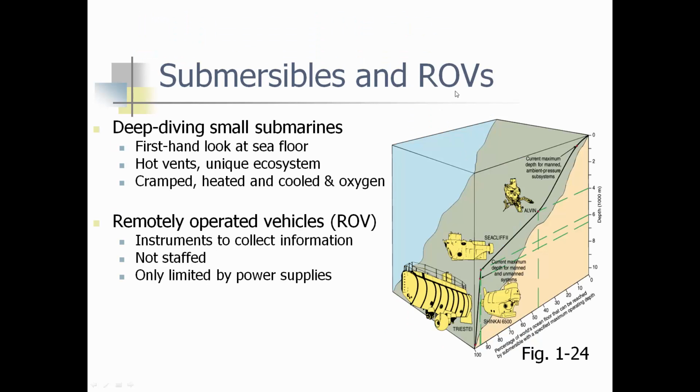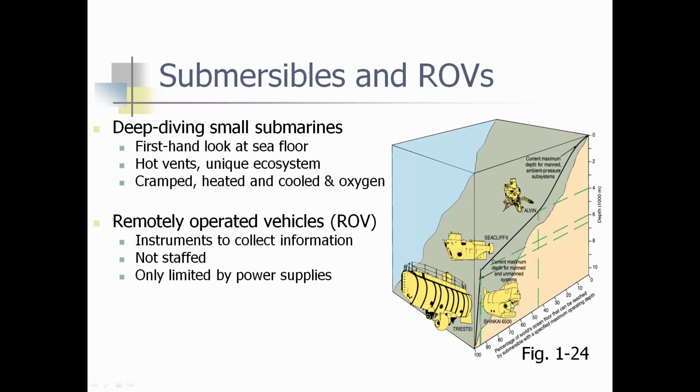We also have submersibles and ROVs. Submersibles are ships that can take people down for a first-hand look at the ocean seafloor. We looked at hot vents, and at unique ecosystems in those hot vents, which we'll talk about later. The problem is they're very cramped. You had to heat it and cool it, and you had to bring oxygen. So you have to make this little sphere down here strong enough. Trieste had one right there.